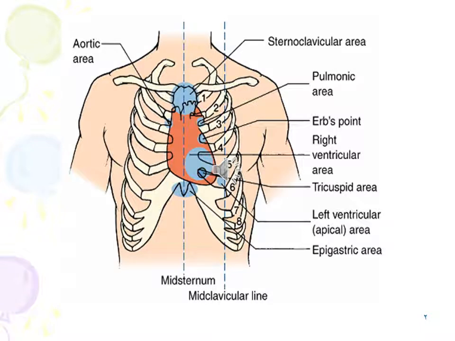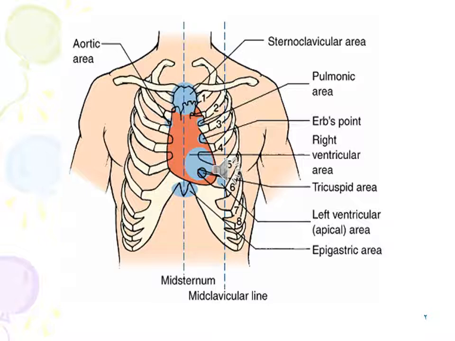This picture clarifies the auscultation areas for the cardiac system. The pulmonic area is located in the second intercostal space left of the sternum. The aortic area is located in the second intercostal space right of the sternum. The tricuspid area is the fifth intercostal space left of the sternum, and the very important area is the apical area, called PMI.